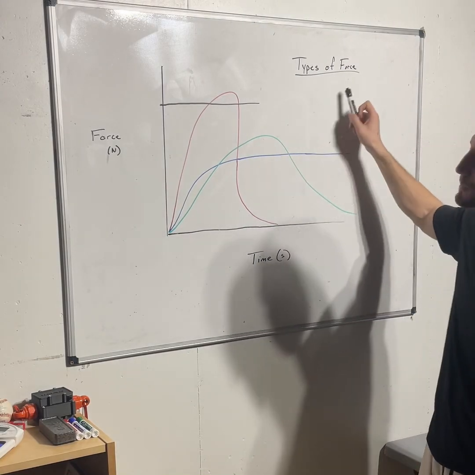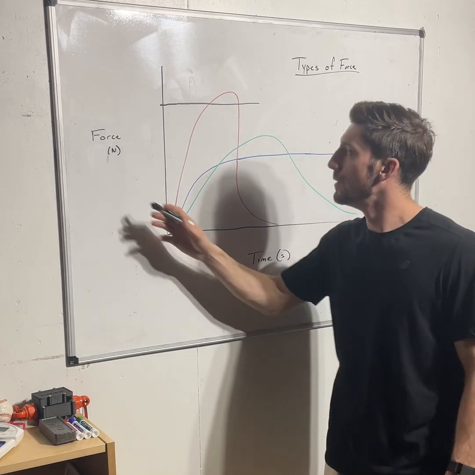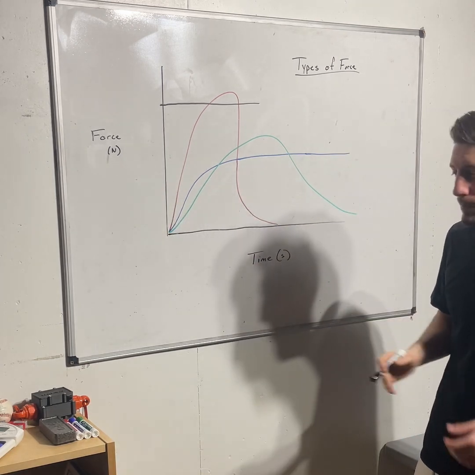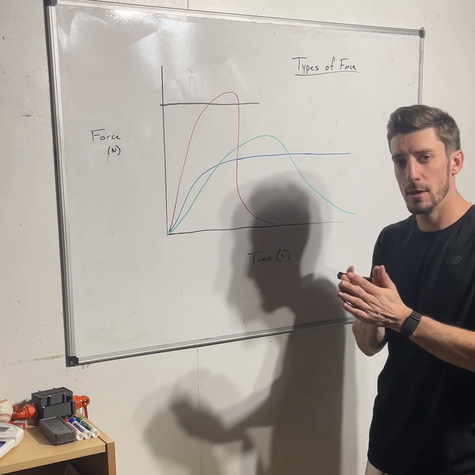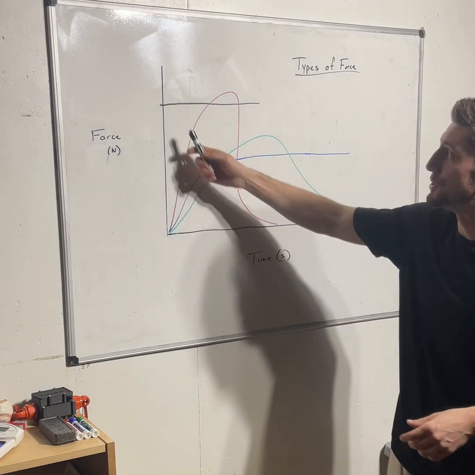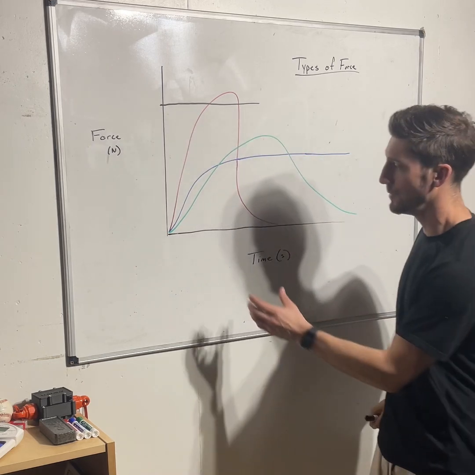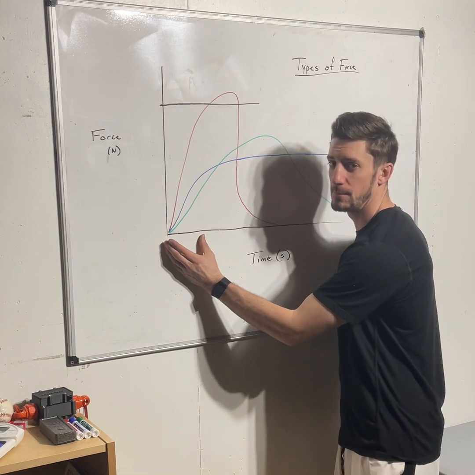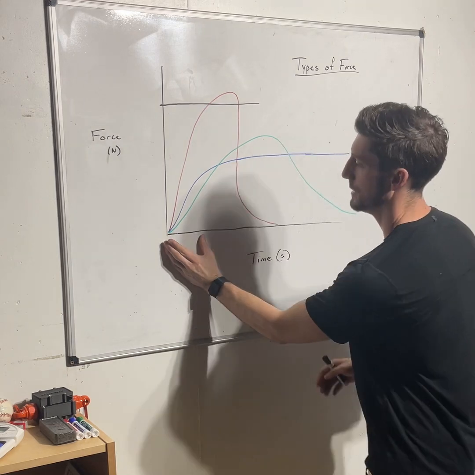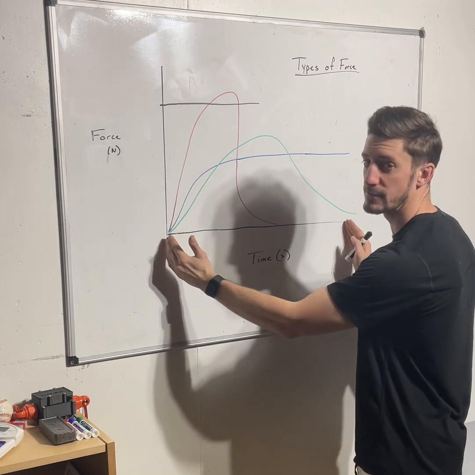We're going to look at types of force and their graphs. We've got force by time here. We are measuring the amount of force in what time frame. So if we experience 1,000 newtons of force in 1 second, that will be very different than if we experience that 1,000 newtons of force in 5 seconds.